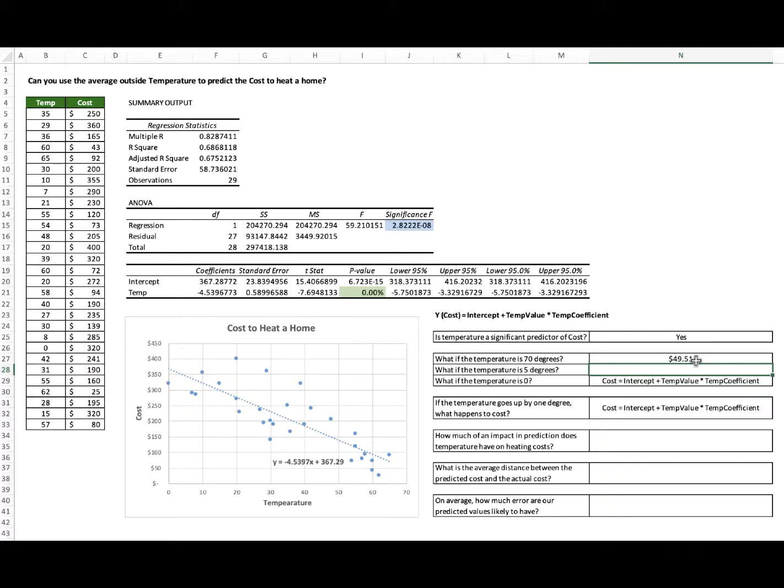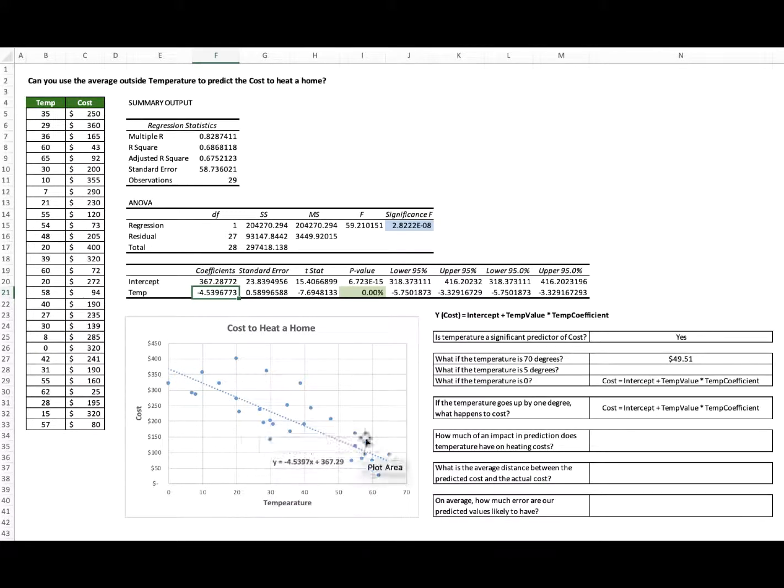And you want to know why? Okay, way back in Module 6, do you remember making graphs and we said put in the line of best fit and then make sure you put the regression equation with it? Look at the regression equation. Y equals 367.29. That's our coefficient, our intercept. And we're taking that negative 4.5397 times x. Here's our coefficient for the temperature, and we're multiplying it by our variable, which is 70 degrees.